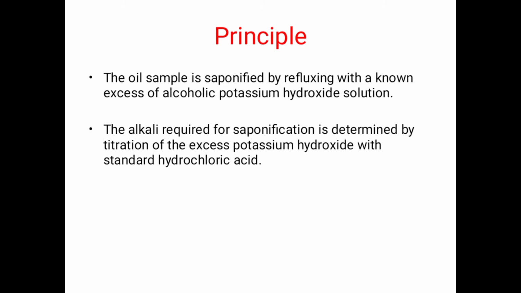And the second point is that the alkali required for saponification is determined by titration of the excess potassium hydroxide, that is KOH, with standard hydrochloric acid, that is HCl. So in this titration, you have to take excess alcoholic KOH solution. This KOH solution is used for saponification of the oils or fats, and the excess potassium hydroxide which remains is then back titrated with hydrochloric acid solution.